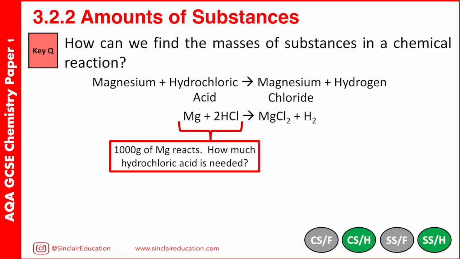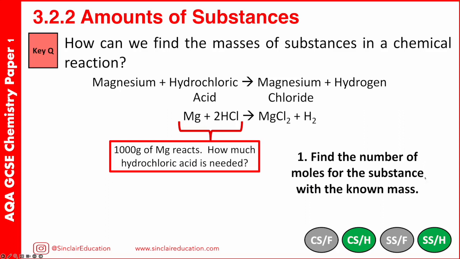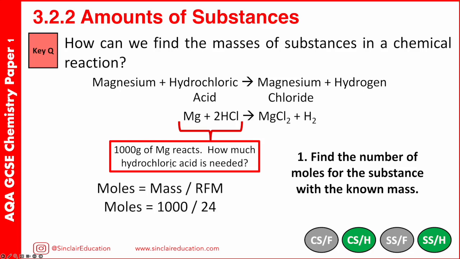The important thing here, so it'll be worth a good 4 marks, is remember to use your equation moles equals mass divided by RFM twice. So first of all, we're going to find our number of moles for the thing that we know the mass of. So we've got 1,000 grams of magnesium. We can figure out how many moles of it we've got. So we'll do 1,000 divided by its relative formula mass of just 24 here. I know that we've got 41.7 moles of magnesium.